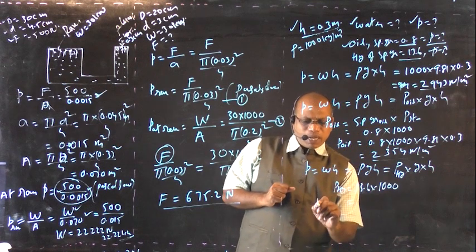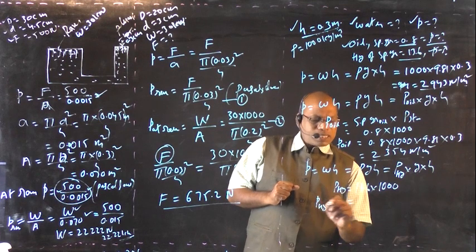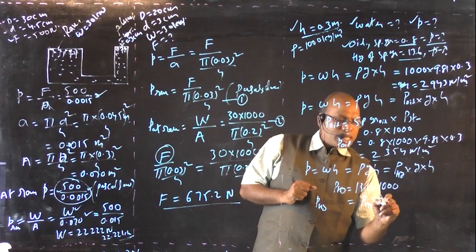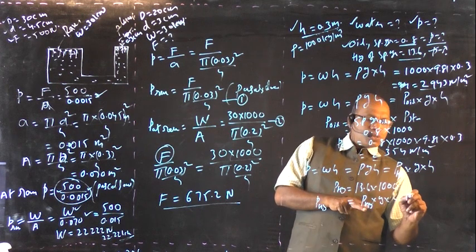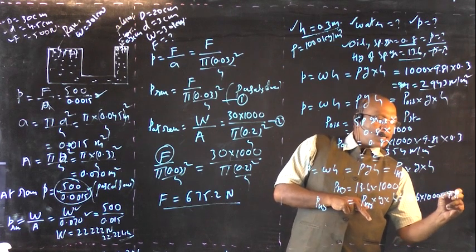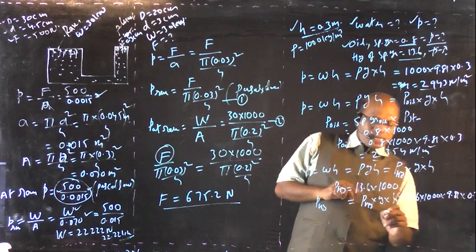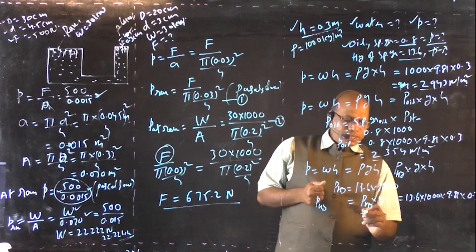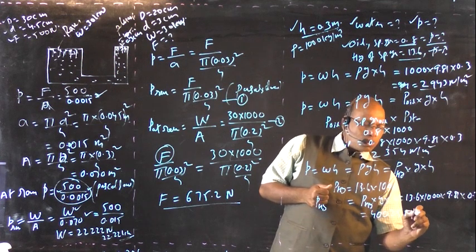Therefore, pressure because of the mercury head of 0.3 meters is equal to rho Hg into G into H, that is equal to the density of mercury, 13.6 into 1000, into G value 9.81, into depth of mercury, that is equal to 0.3. Therefore, pressure because of the mercury column of 0.3 meters is equal to 40025 Newton per meter square.